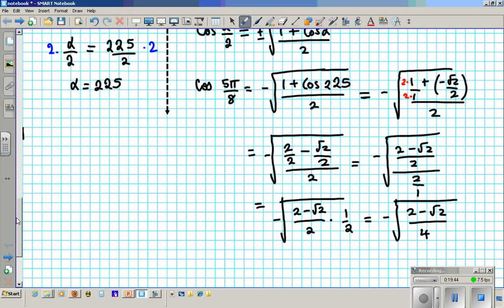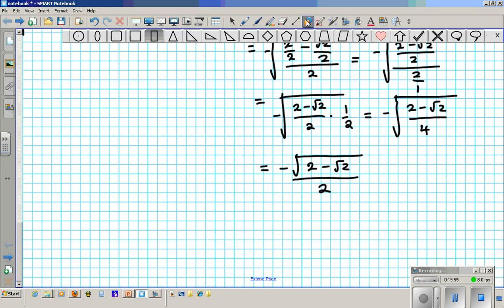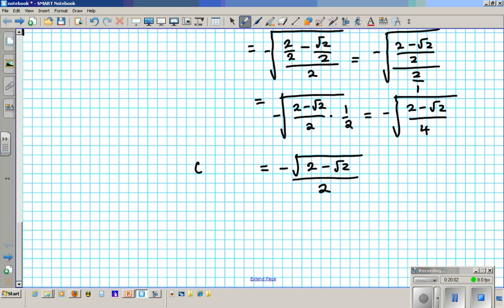You may not have a square root as a denominator, so we have to simplify that. Root the top, negative the square root of 2 minus root 2, and if you root the denominator, you have 2. So there goes your final answer for the cosine of 5 pi over 8.